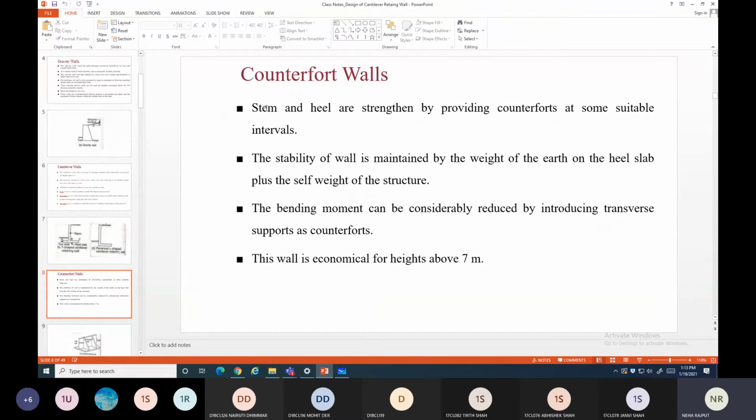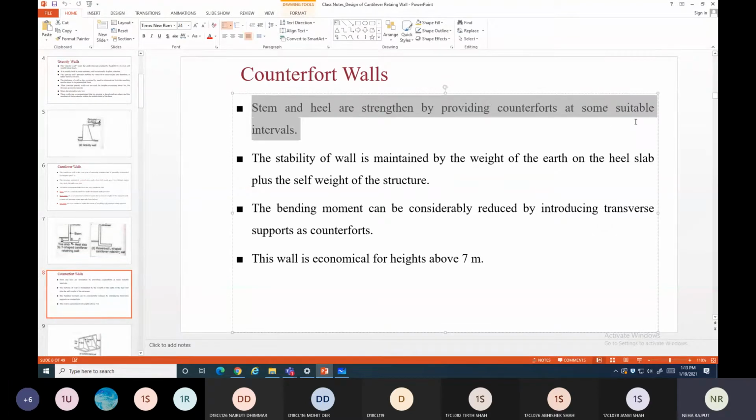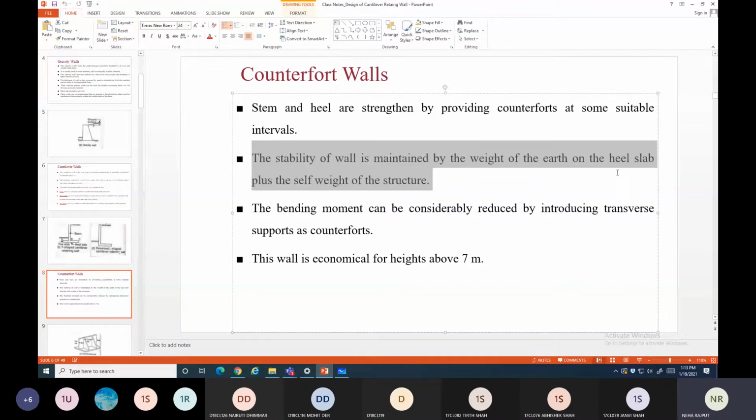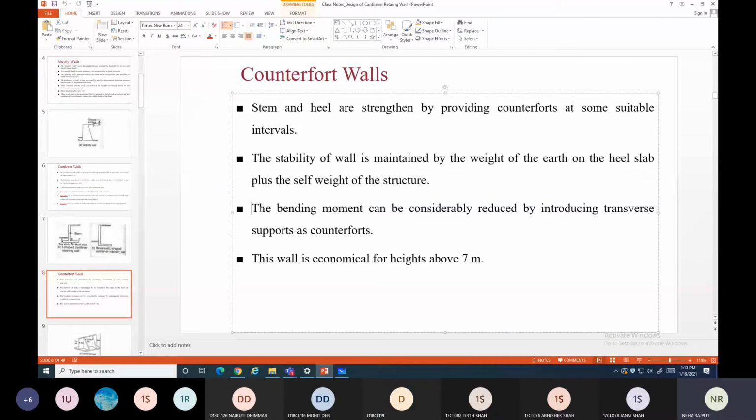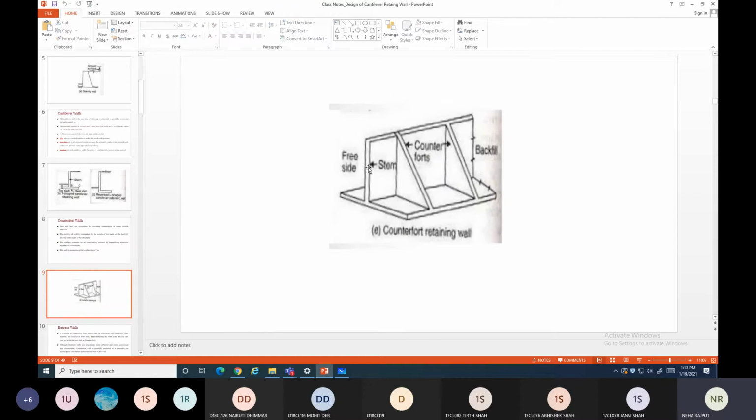Now the counterfort wall. Stem and heel are strengthened by providing counterforts at suitable intervals. The stability of the wall is maintained by the weight of the earth on the heel slab plus the self weight of the structure. The bending moment can be considerably reduced by introducing transverse supports as counterforts, and this wall is economical for heights of about 7 meters. So this is the counterfort member with respect to the cantilever retaining wall.